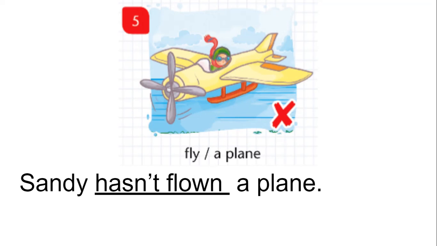Number 5. There's an X next to the picture, so that means it's negative. She hasn't done it. I'm going to write Sandy hasn't flown a plane. Fly changes to flown.